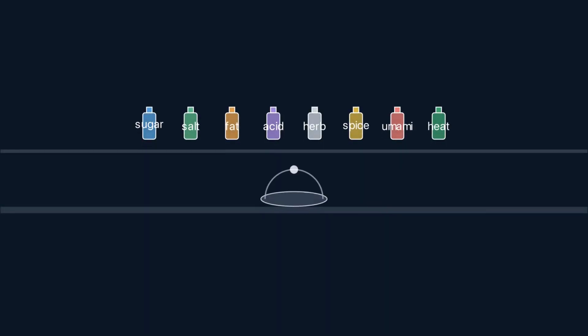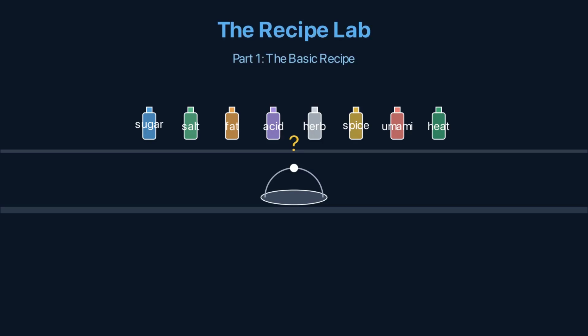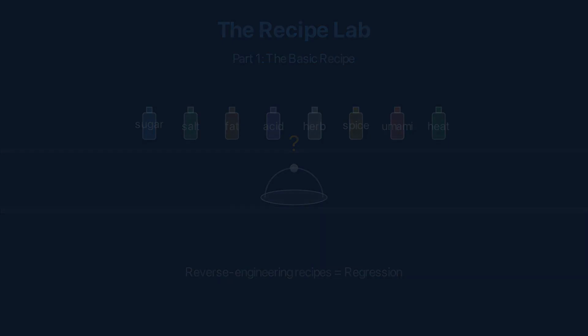In computational biology, every dataset is a dish someone else cooked. You have the finished product and a list of ingredients, but you don't know the recipe. Regression is how you reverse engineer it. Welcome to the recipe lab.